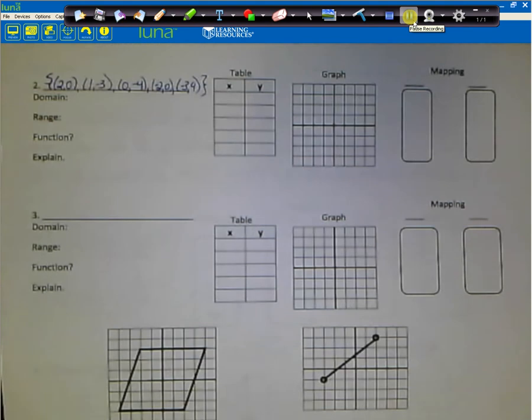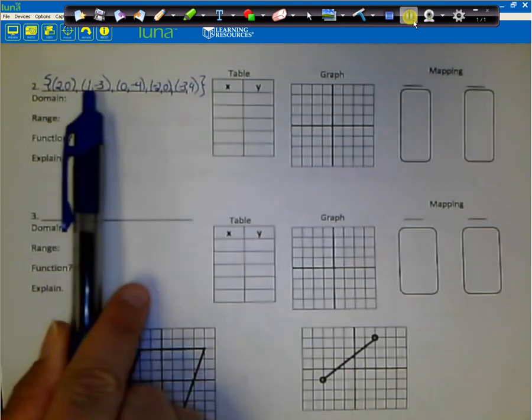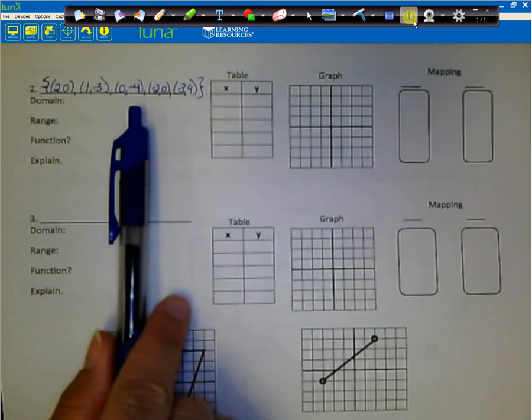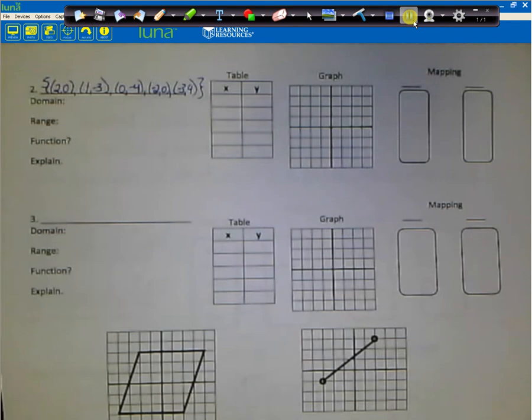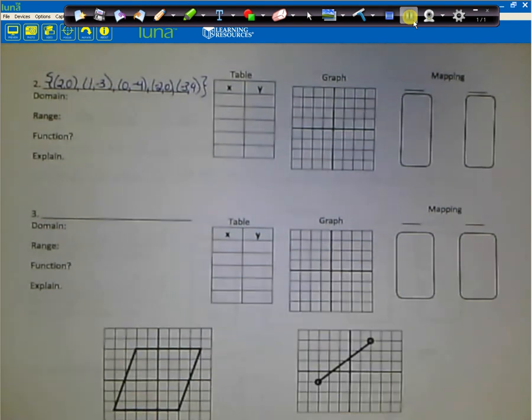All right, go ahead and flip over to the back of your worksheet. This is number 2. Your points are (2, 0), (1, -3), (0, -4), (-2, 0), and (-3, 4). I realize that's kind of hard to see. If those are your points, go ahead and make sure that you have those down.